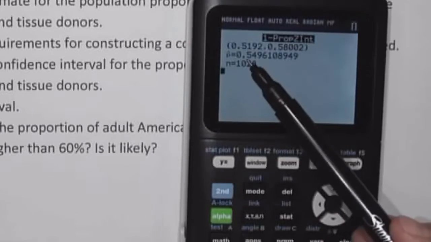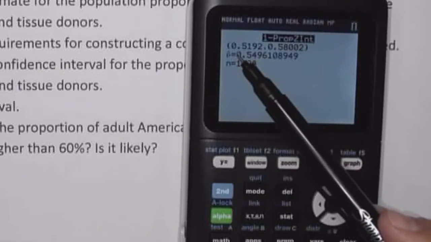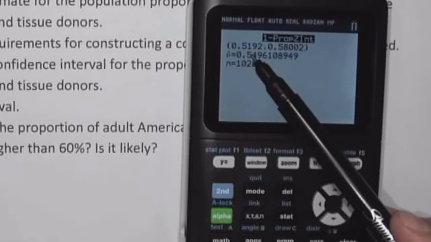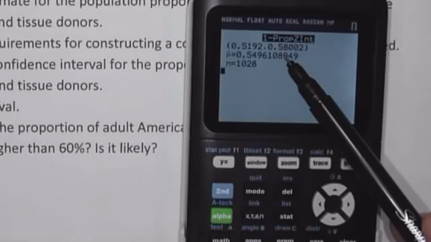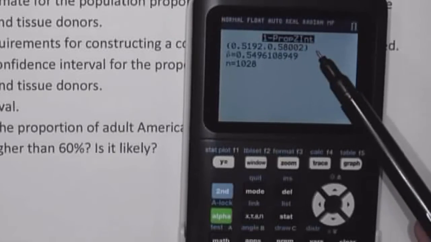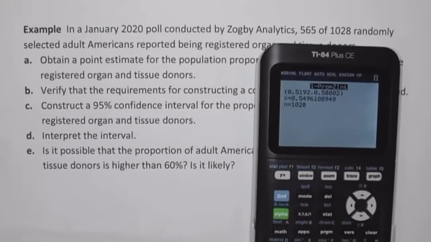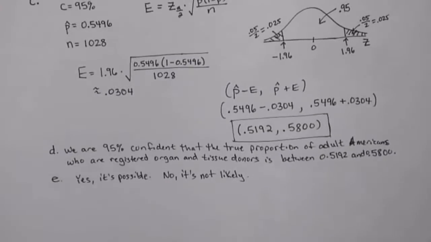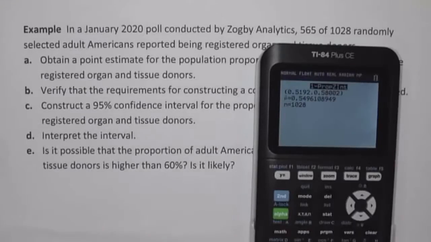And when I do, I get my confidence interval. So my confidence interval is 0.5192 to 0.5800 if I round to 4 places. And again, that is the same result that we got when we calculated this by hand, 0.5192 to 0.5800.